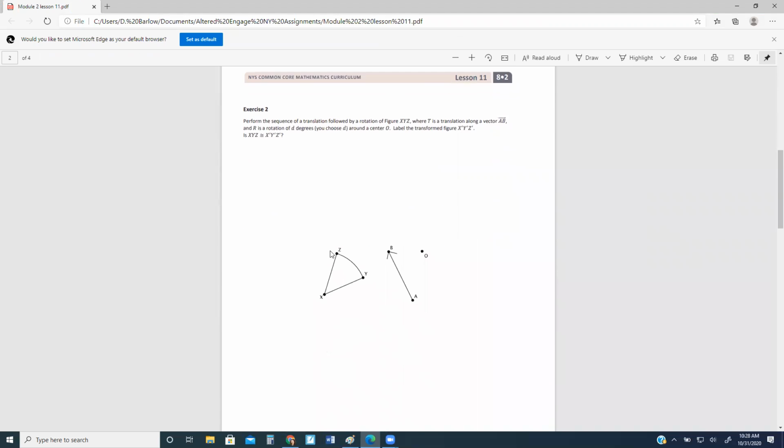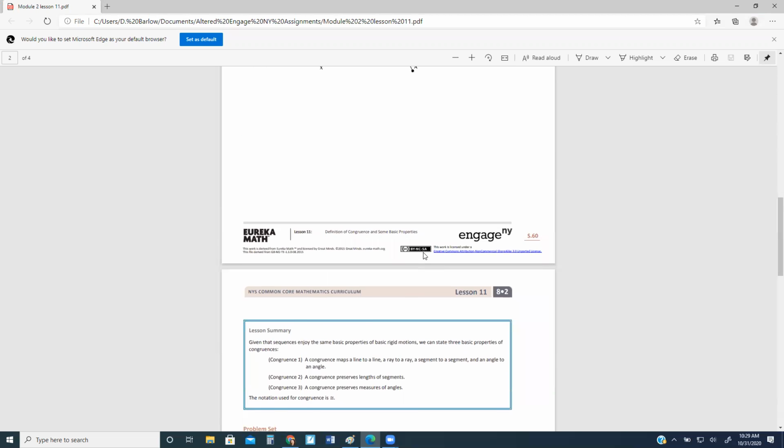Now we're going to do it. We're going to perform the sequence of a translation followed by a rotation. So we're going to translate this guy, and you're going to be able to do this on the Kami app, so you can move it up and do your best to move it. And then we're going to rotate it. And then you're going to answer the question: is XYZ going to be congruent to X'Y'Z'? Are they going to be congruent or not? You can tell me that.